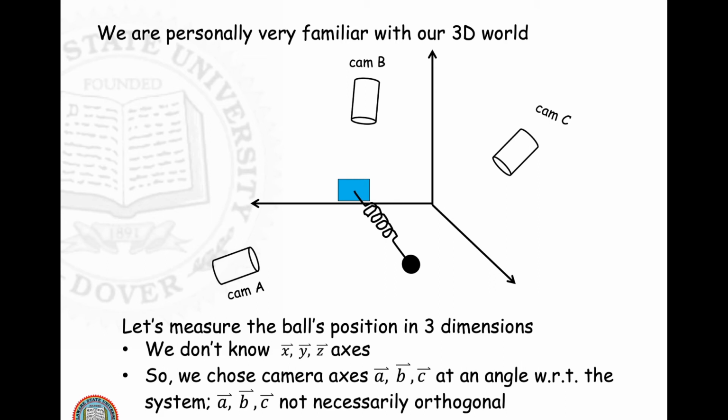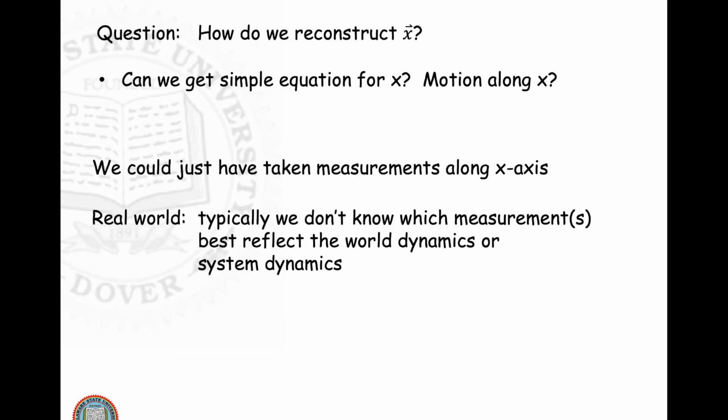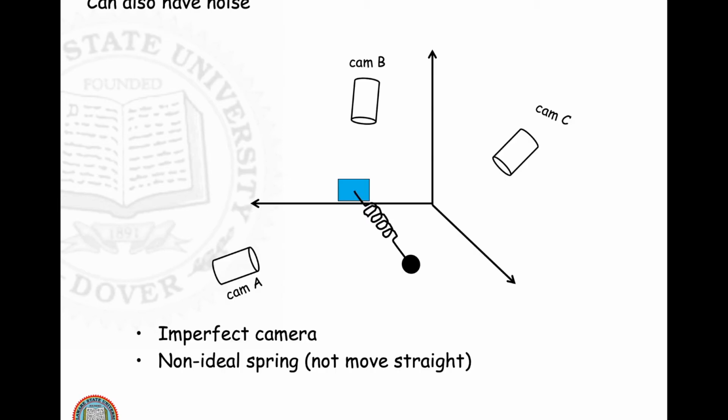If I were to ask you, what are the real axes for the dynamics of somebody who's running by a camera? Well, which way are they moving? Don't know. It depends on where the camera is. And so you have to rely on the data that comes from the camera. Typically in the real world, we don't know which measurements best reflect the world dynamics or the system dynamics for the object of interest. All you know are what you see from the measurements returned by your sensors.